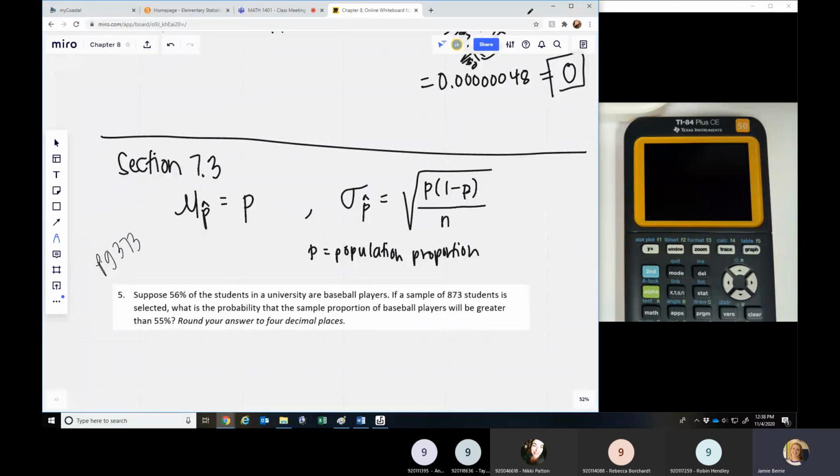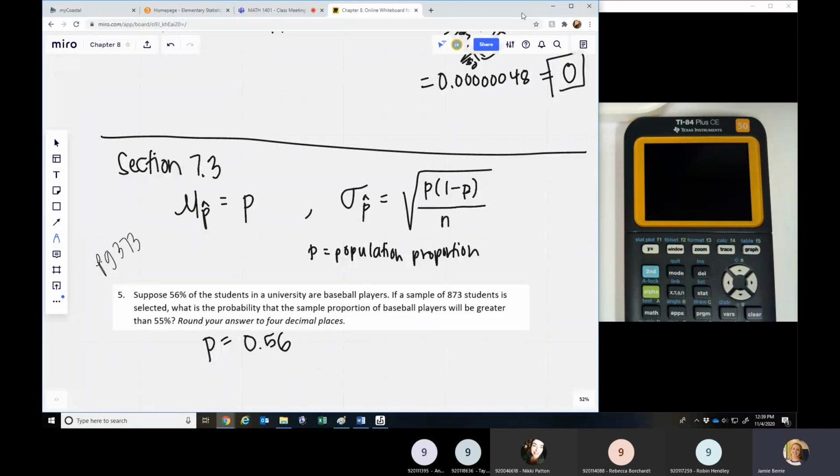There's only 2 possible outcomes. You're either a baseball player or you aren't a baseball player. And then the probability of getting a success is supposed to be the same every time. They told us that you can assume that 56% of the students are baseball players. So all the conditions are met. You can assume that every time. And they tell us that the population proportion is 56%, which written as a decimal is 0.56.